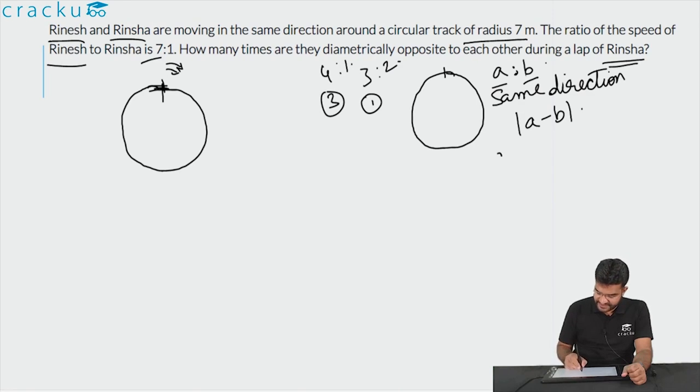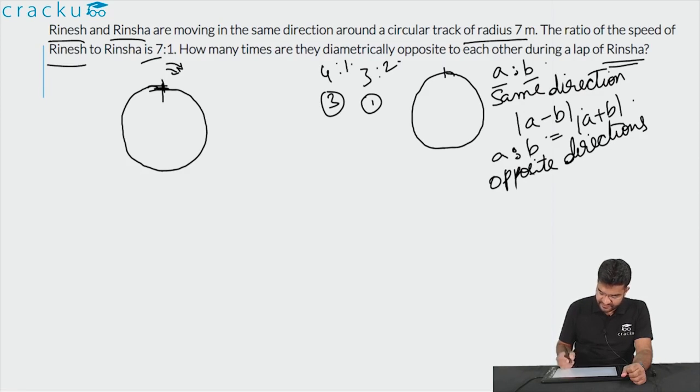Similarly, if they are running in opposite directions with speeds A is to B, the number of points at which they meet will be modulus of A plus B. So if their speeds are again 3:2, but they are running in opposite directions, they will meet each other in 5 places. Similarly, if the ratio of their speed is 4:1 and they are running in opposite directions, they will meet each other in 5 places.